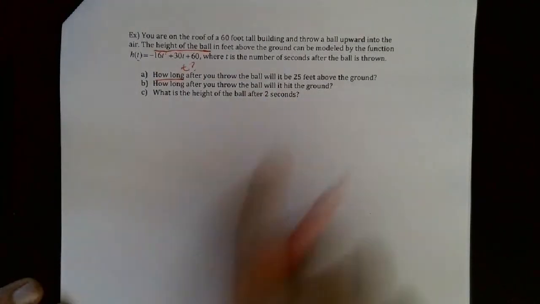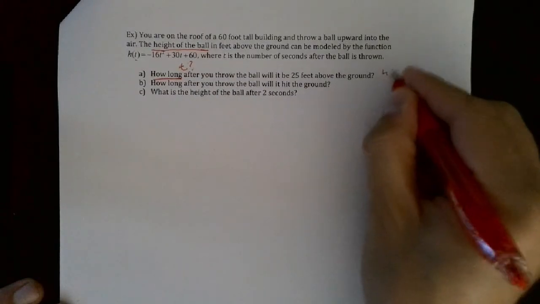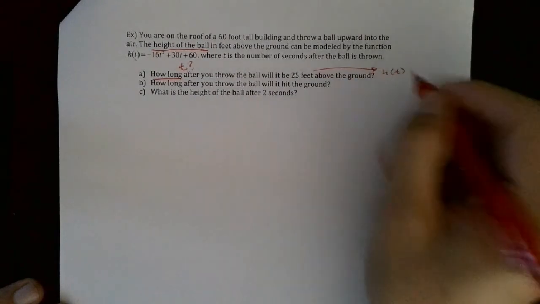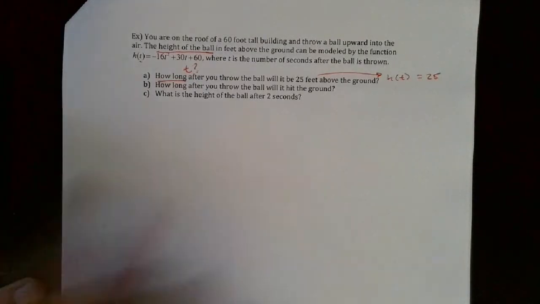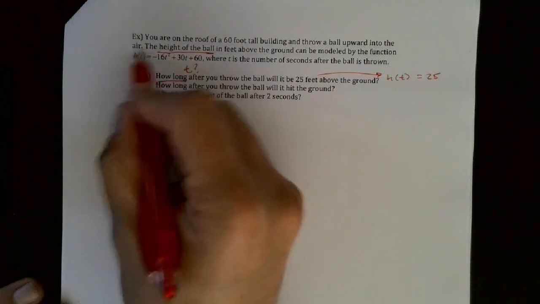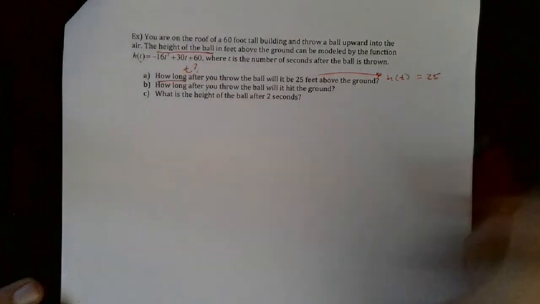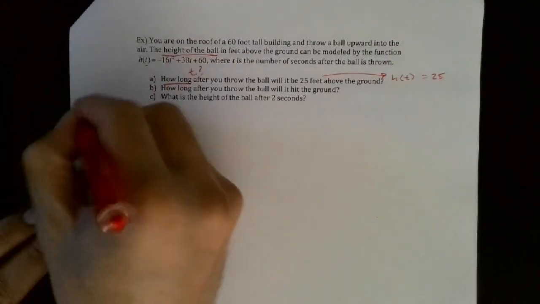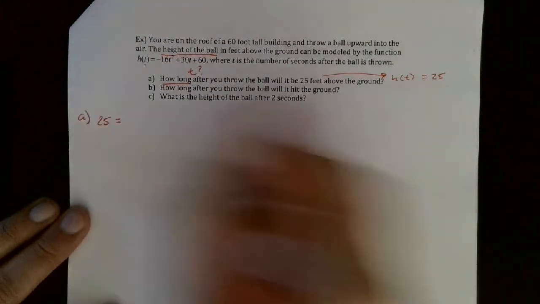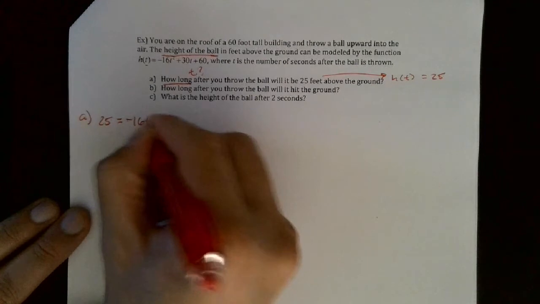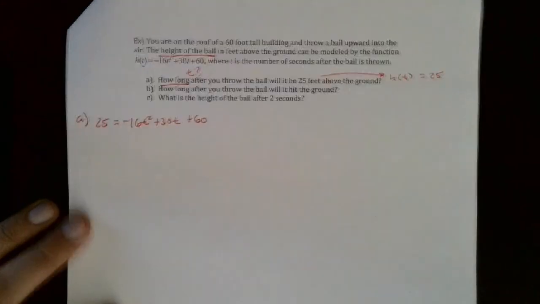When the ball is 25 feet above the ground, what it's really saying is that we want h of t, the height, to equal 25 feet. So I'm really substituting into the left side of this formula with just 25. The whole h of t, that's just a description of the height at time t, is going to be 25. So for part A, we're going to have 25 equal to negative 16t squared plus 30t plus 60.